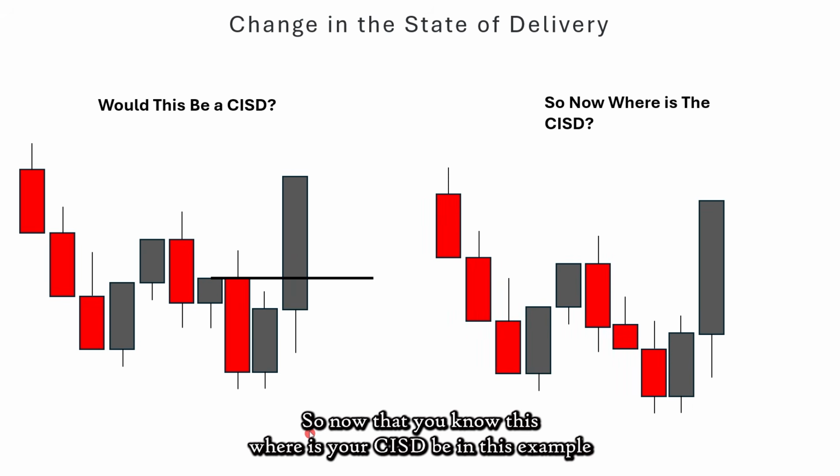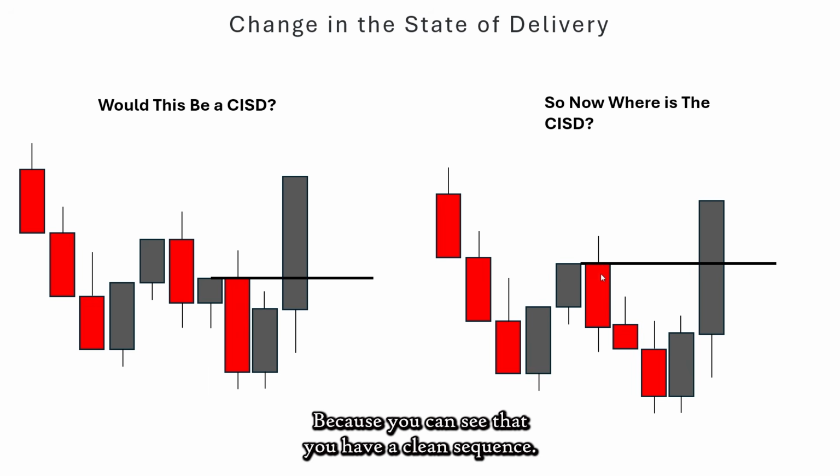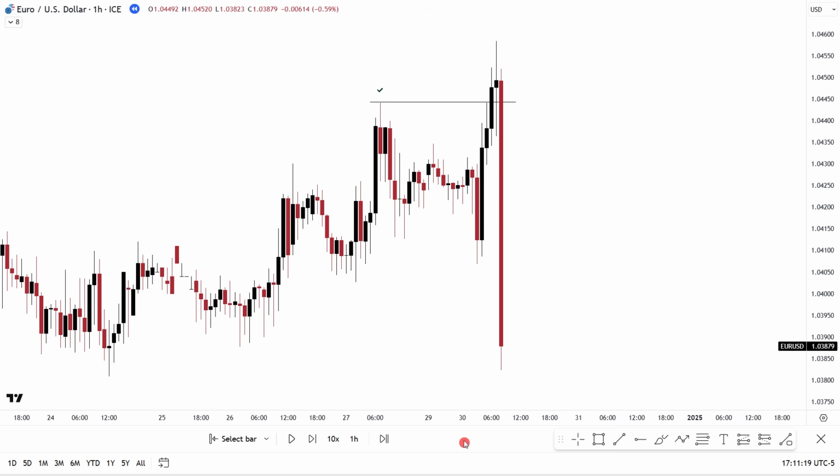So now that you know this, where is your CISD in this example? It'll be this candle right here. Why? Because you can see you have a clean sequence. This one-sided, all bearish. So let's get more familiar with the basics.